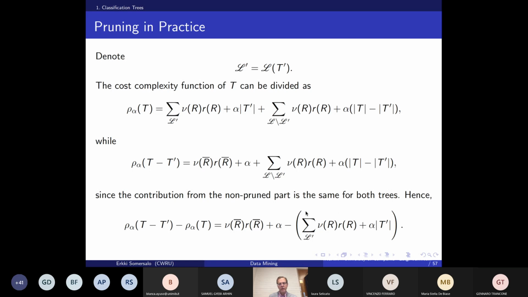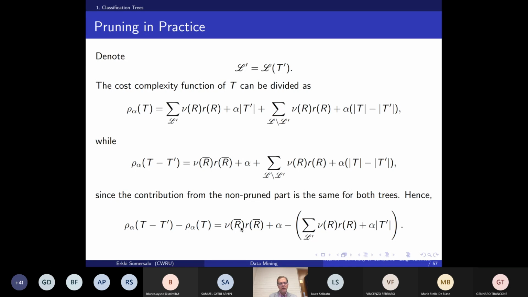And then I have the term which is the cost complexity contribution of the part of the tree that is left when I cut. No, sorry, this L prime is what I'm taking off. Sorry, so this is with the minus sign. Yes, this is what is taken off by cutting off the tree T prime. So it is the contribution from the new leaf minus what was removed by cutting the big branch. So this is a somewhat understandable formula.